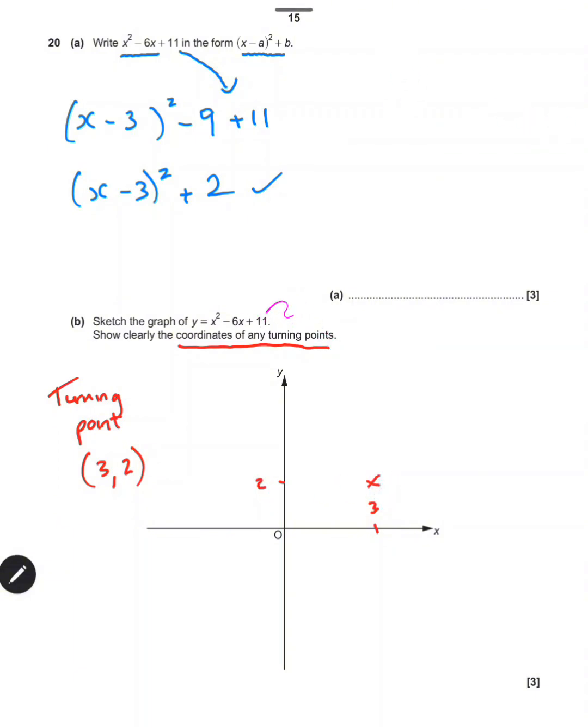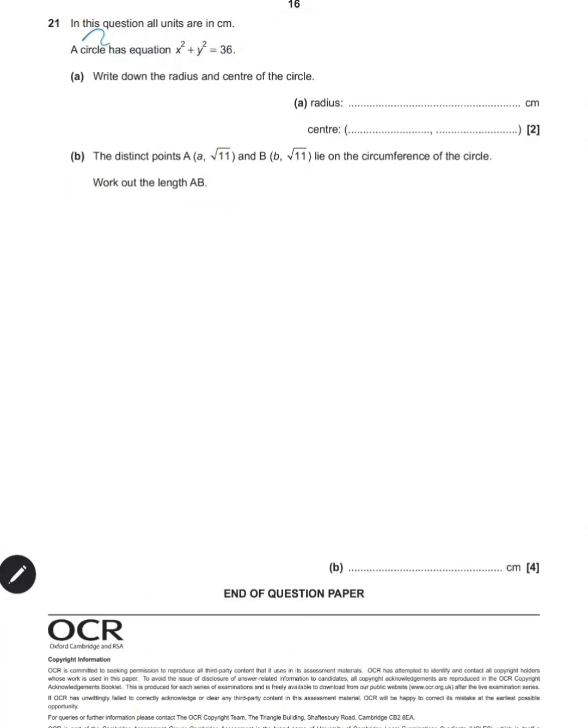We've got something else in this quadratic, which is the 11 on the end. That is your y-intercept. And then because this is a positive x squared graph, we're going to have a U-shape. So all we've got to do is come down through 11, hit the turning point, and then go back up as a U-shape. Final question on this paper, question 21.